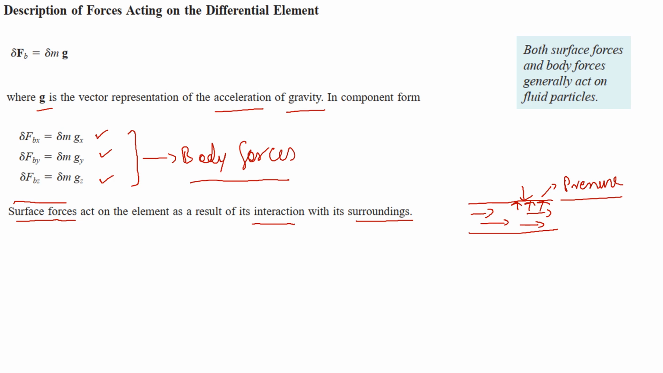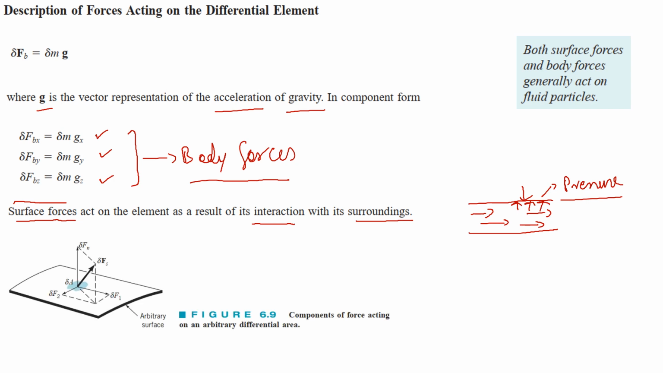So let's say this is our differential area A, and on this differential area a surface force delta Fs is being applied. This delta Fs can be resolved into its three components. One will be normal to this area, that is delta Fn, and the other two are delta F1 and delta F2, which lie in a single plane.